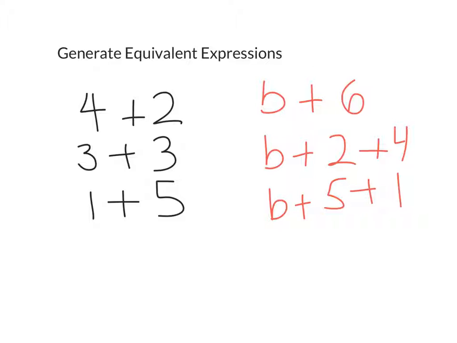The same thing is true in the ones on the right-hand side here in red. All of these would simplify to being equal to b plus 6, because all we would do is go ahead and do the operation we can and change those to 6. So those are equivalent expressions, and b's value, no matter what it is in any of those three expressions, you're going to come up with the same answer.